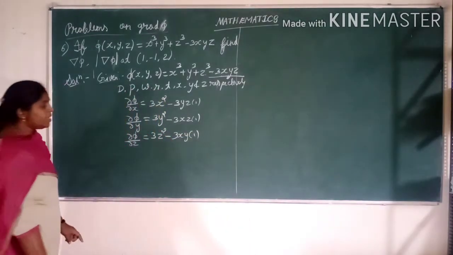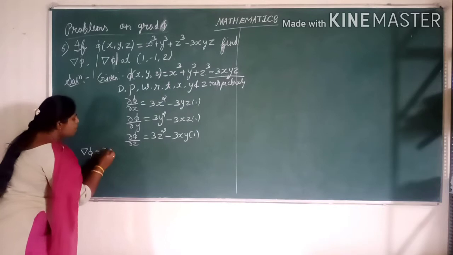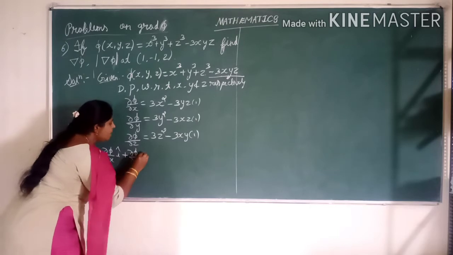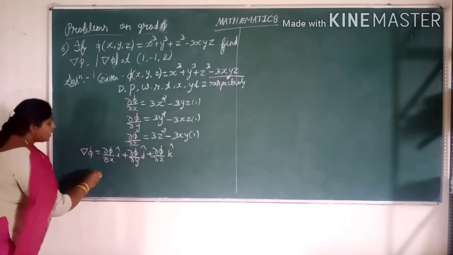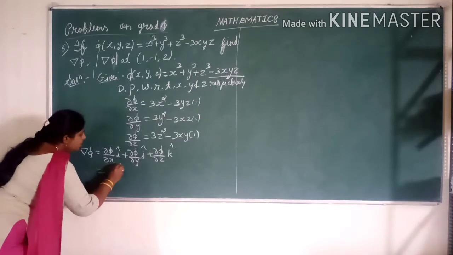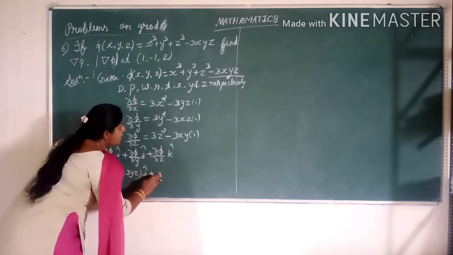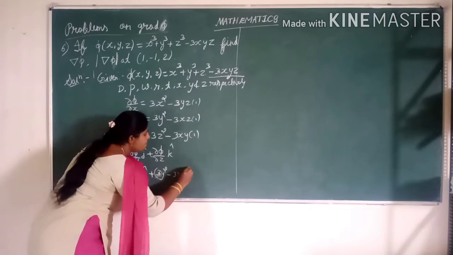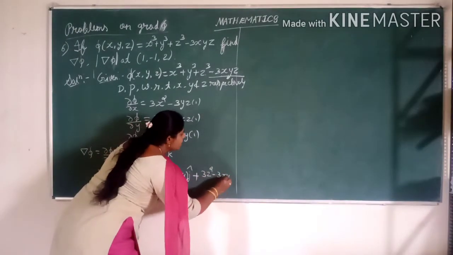After finding the partial derivatives, write down the formula for grad phi. What is the formula? Grad phi is equal to dou phi by dou x into i cap plus dou phi by dou y into j cap plus dou phi by dou z into k cap. After writing the formula, substitute the partial derivatives: dou phi by dou x is 3x square minus 3yz into i cap, plus dou phi by dou y is 3y square minus 3xz into j cap, plus dou phi by dou z is 3z square minus 3xy into k.